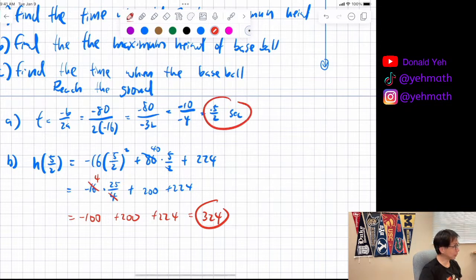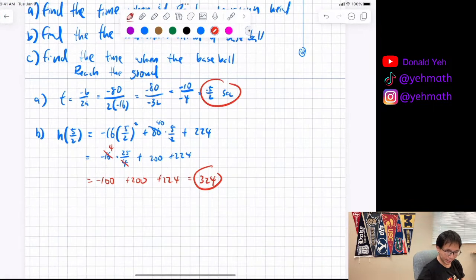This is the time to reach the maximum height. Am I going too fast? We did this just now, it's just a new problem. C, how do I find the time when it reaches the ground?